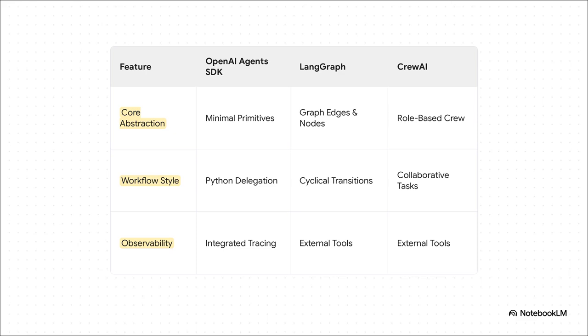The biggest differences really come down to their core design philosophy. The OpenAI SDK is all about elegant simplicity with its 4 primitives. LangGraph, on the other hand, is built on a literal graph structure, which makes it way more powerful for really complex looping workflows. And CrewAI uses this really intuitive metaphor of a crew of agents with different roles. But, and this is a big one, a huge advantage for the OpenAI SDK is that built-in tracing. With the others, you've got to bring your own tools for observability.